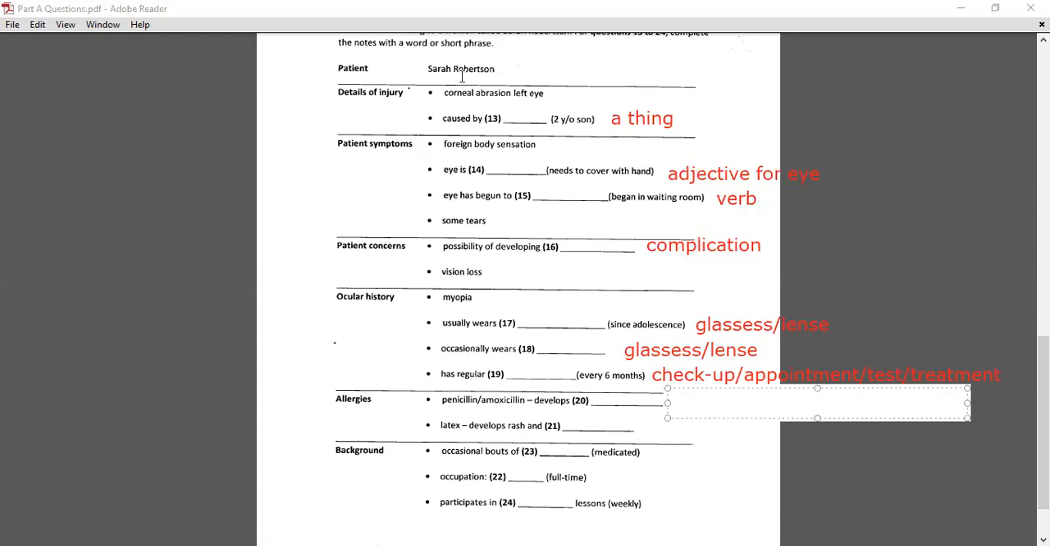So here it is opposite. In the first one, it was to what they are allergic. Here it is given, penicillin and amoxicillin develops what, right? So here we have to find out what kind of allergic reaction that they develop.